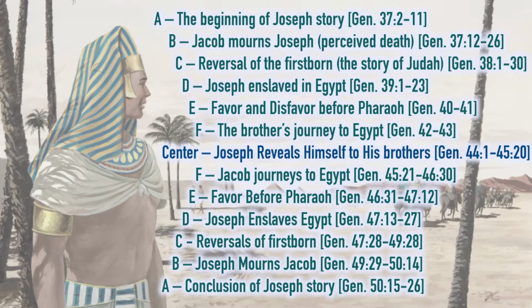Letter D, we have Joseph enslaves Egypt, chapter 47, verse 13 through verse 27. We have the reversals of the firstborn in Genesis 47, 28 through 49, 28. Joseph mourns Jacob's death in Genesis 49, 29 through 50, 14. And then we have the conclusion of Joseph's story in chapter 50, verses 15 through 26. Notice how they mirror each other. This is what a chiasm does. It starts ABC and then reverses itself CBA.